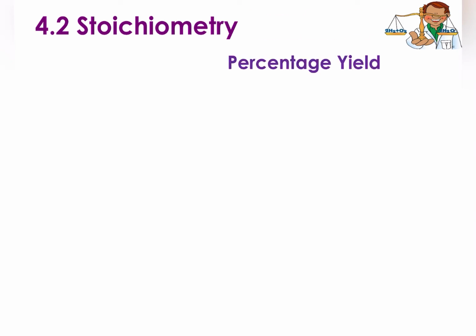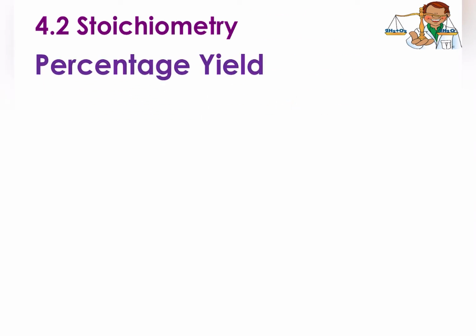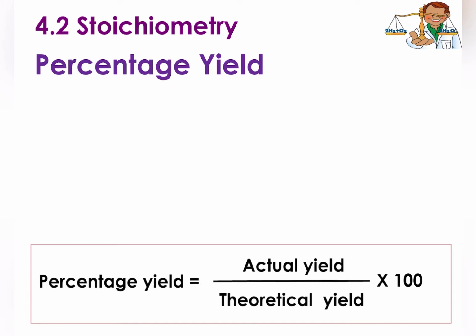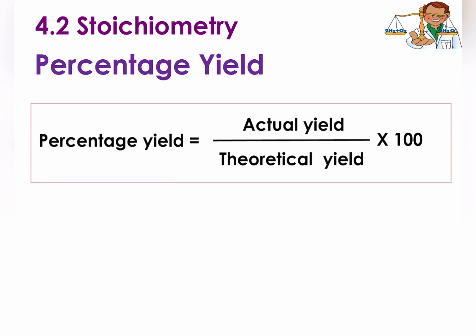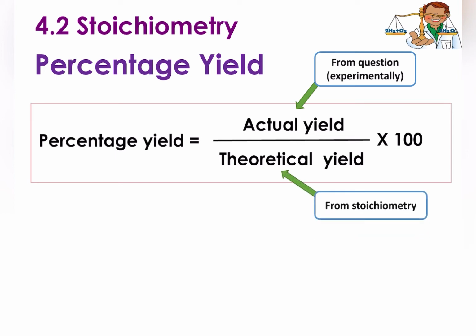Next one, a bit more information. When you do the derivation of the equation, this is what we have. And you have to understand that actual yield is coming from the question, so we do it experimentally. And then theoretical yield is coming from the stoichiometry, where we do the comparison.